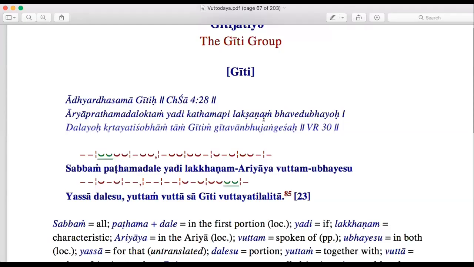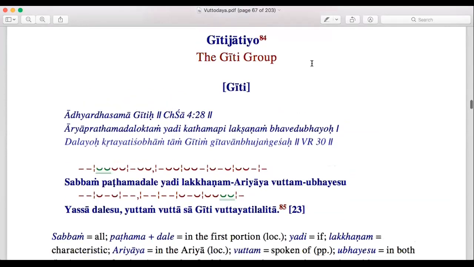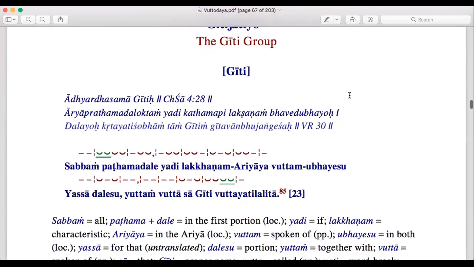Okay, let me share my screen. Okay, so we started Giti group because we finished the whole Arya group last week, and now we are in Giti group. So I gave a brief introduction to Giti group, and I will give you a chance to ask questions about it or any question about the previous class after explaining the first verse of Giti, because I couldn't explain it well last week.